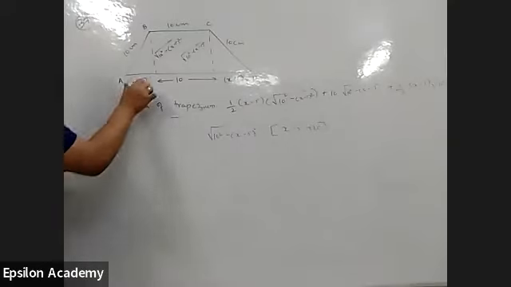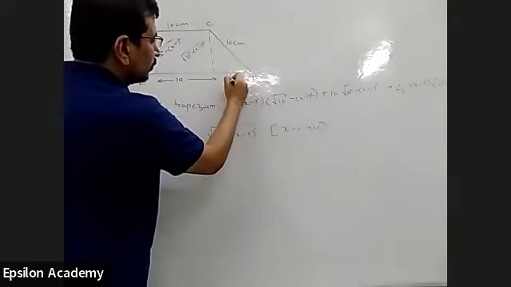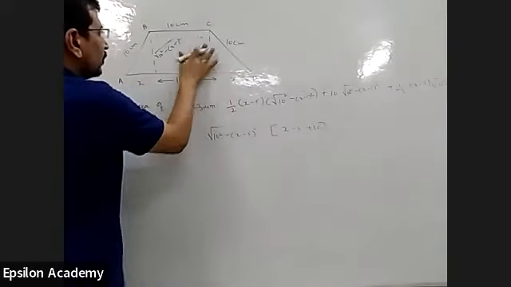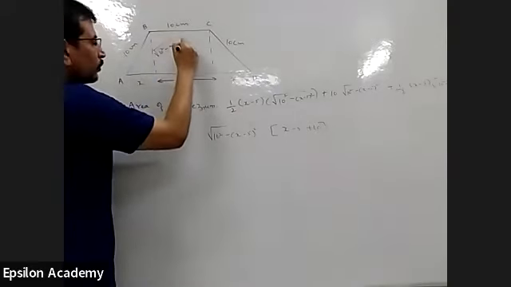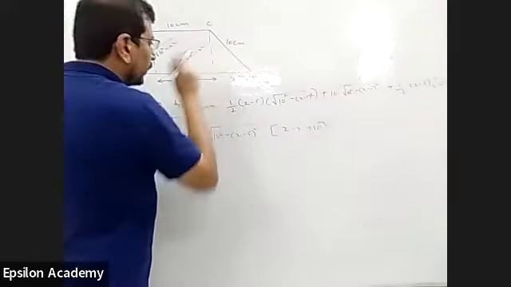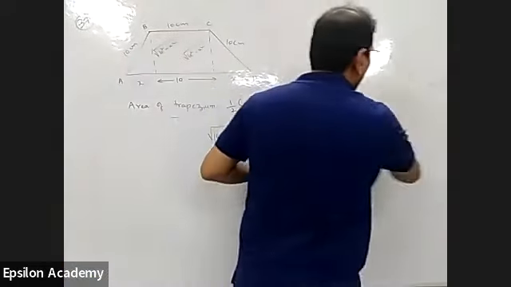Which one? Actually, we can take this as x. Way too complicated. Let's take this as x, and this is x. Okay. So this will be root of 10 square minus x square, root of 10 square minus x square. I think this will be easier. You can eliminate the square.